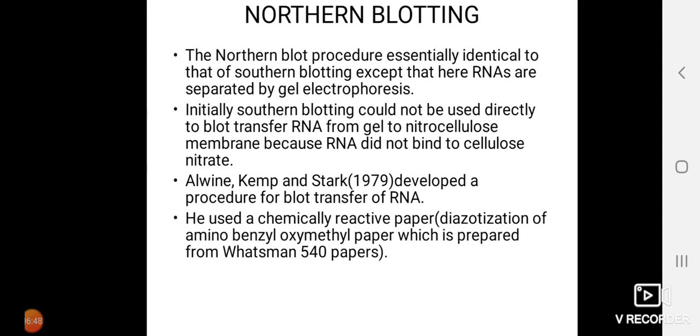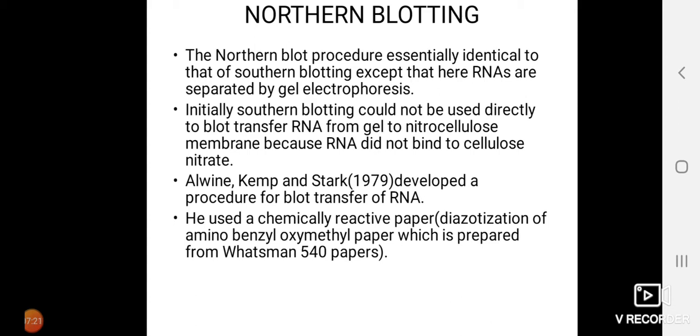The next one is the northern blotting. The difference between northern blotting and southern blotting is that southern blotting mainly deals with the identification of deoxyribonucleic acids, that is the DNA sequence, and all the work is done for the double stranded DNA molecule, in identification of a double stranded DNA molecule.